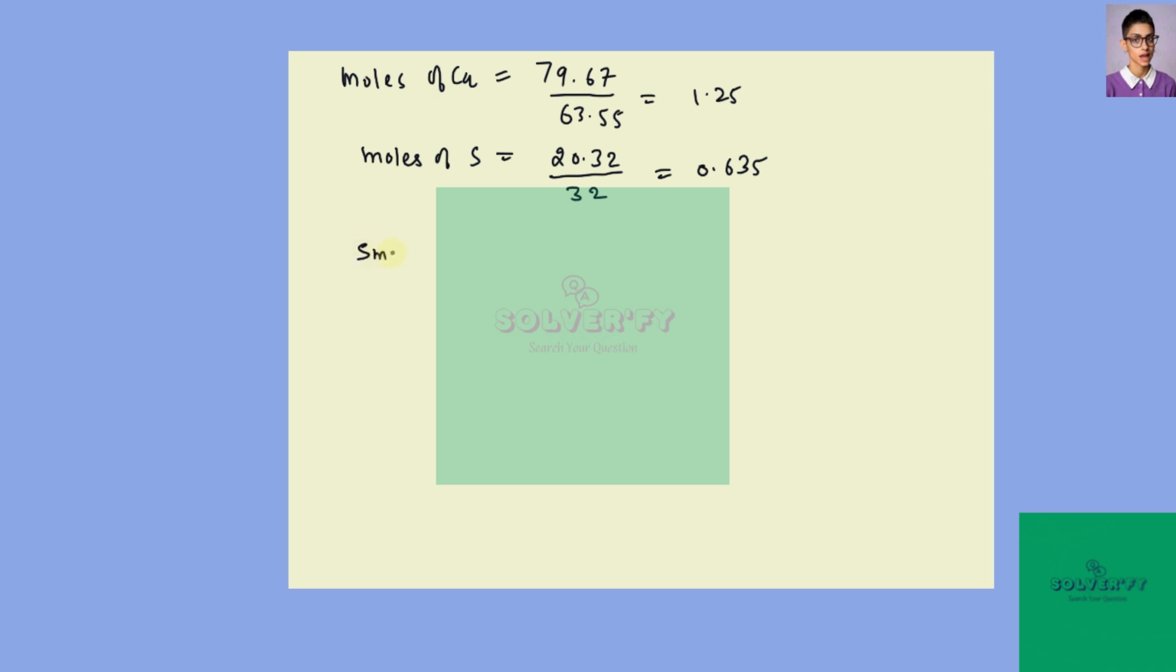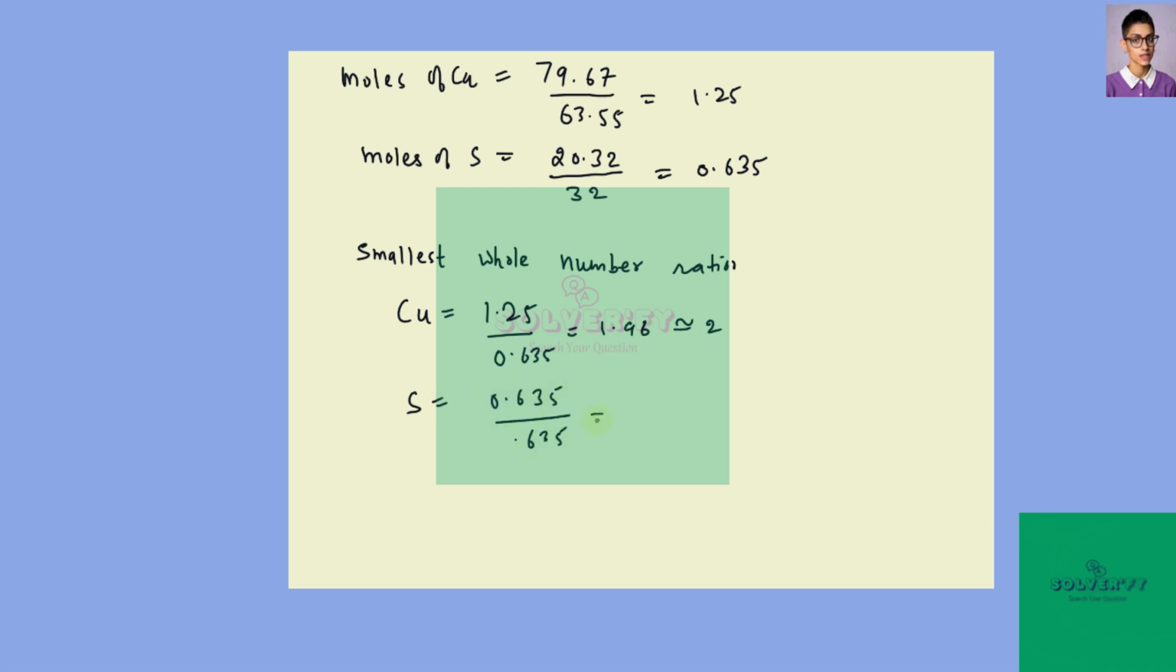Now we will find the smallest whole number ratio for copper and sulfur in this way. For copper, we will divide the moles by the smallest number of moles, that is 0.635. So 1.25 divided by 0.635 will give approximately 1.96, which means it will equal 2. And for sulfur we will divide 0.635 by 0.635 and get 1.